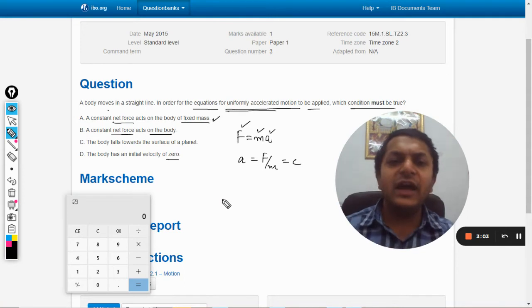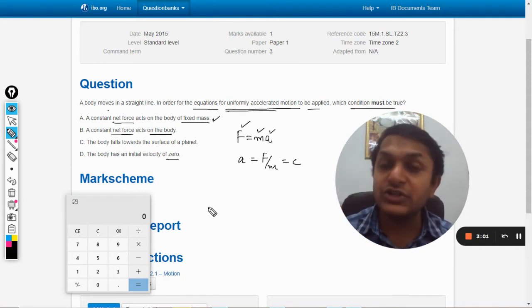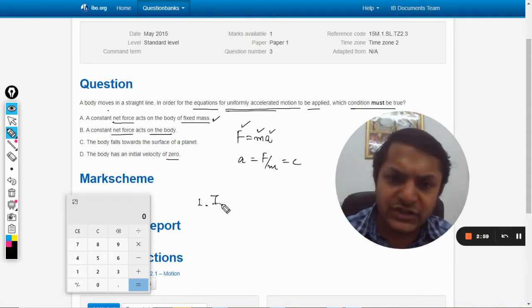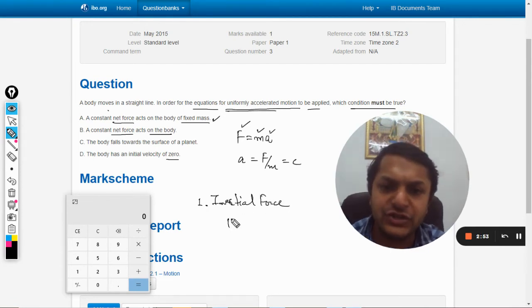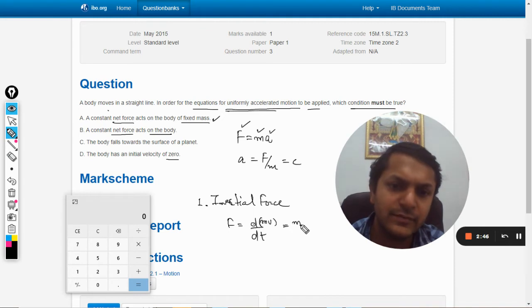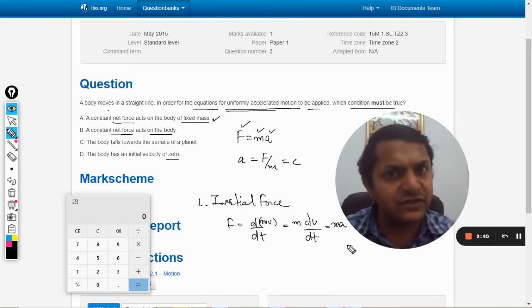At this point, I can tell you that there are two kinds of forces. The first force is the inertial force, and it is derived like this. Force is the rate of change of momentum. If mass is constant, it is m dv/dt. So this becomes F = ma, which is the very famous force.